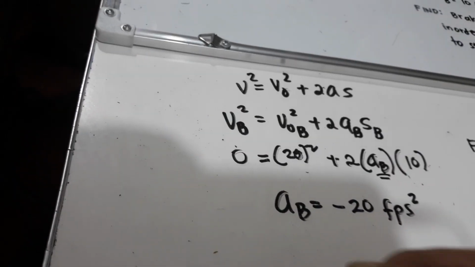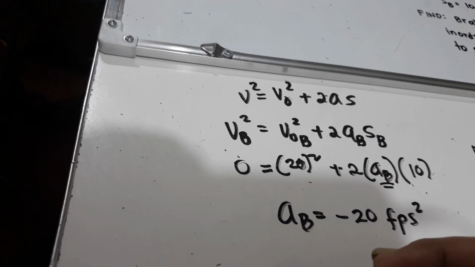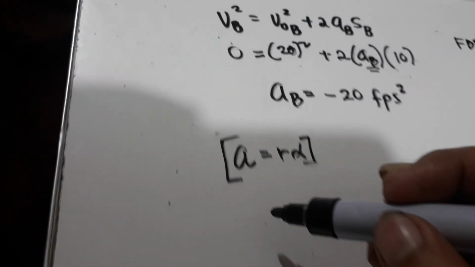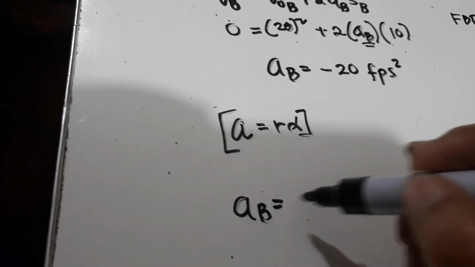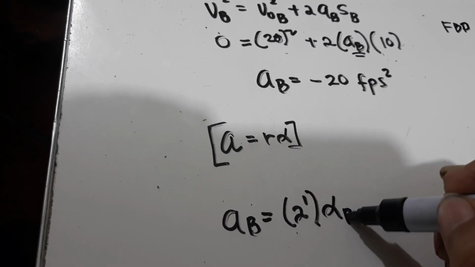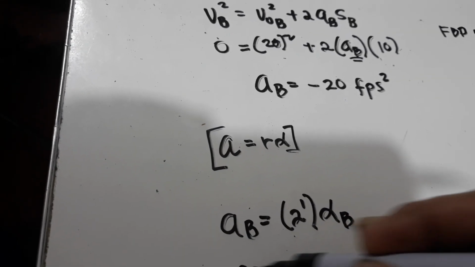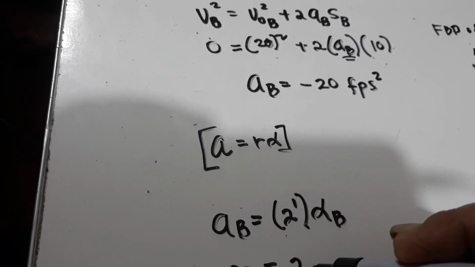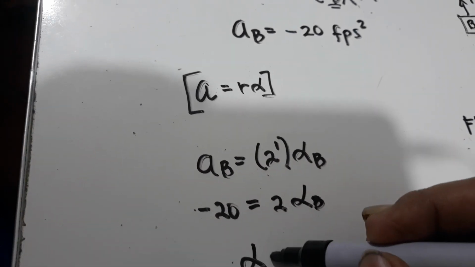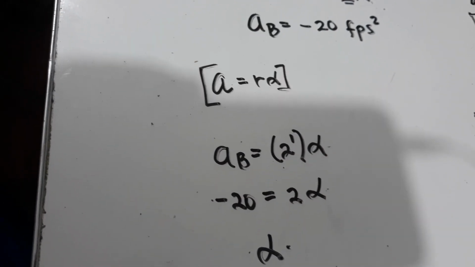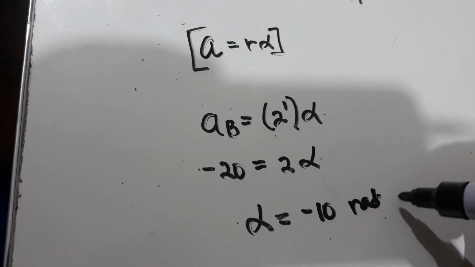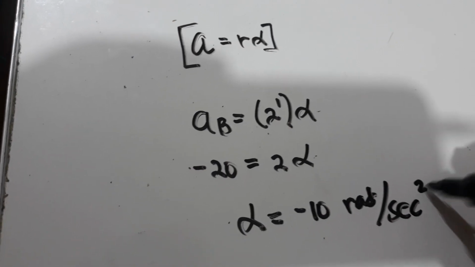Now, converting this acceleration into angular acceleration, we use the formula A is equal to R alpha. The acceleration of block B is equal to R, which is 2 feet, times alpha. So negative 20 is equal to 2 times alpha. So alpha of the rotating drum will be equal to negative 10 radians per second squared.